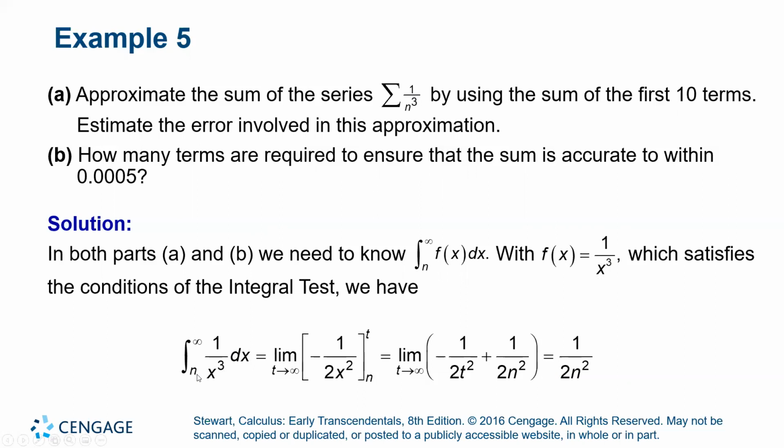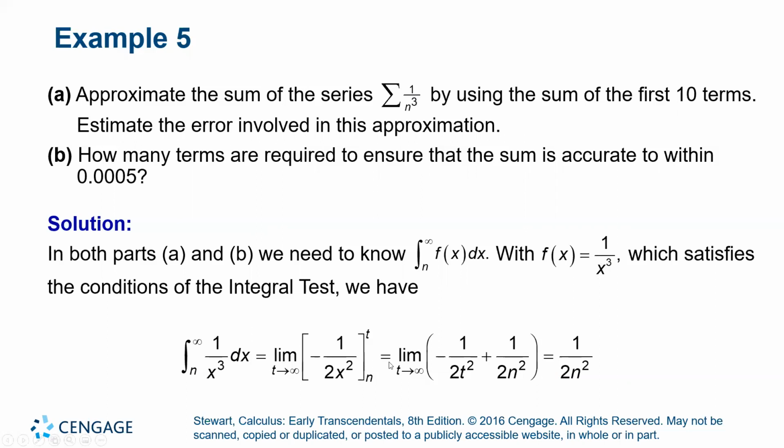So we have the integral from n to infinity of 1 over x cubed would be the limit as t goes to infinity of the integral from n to t of 1 over x cubed. When you integrate 1 over x cubed, you get -1/2 x to the negative 2. So negative 1 over 2x squared. That's the antiderivative of 1 over x cubed.